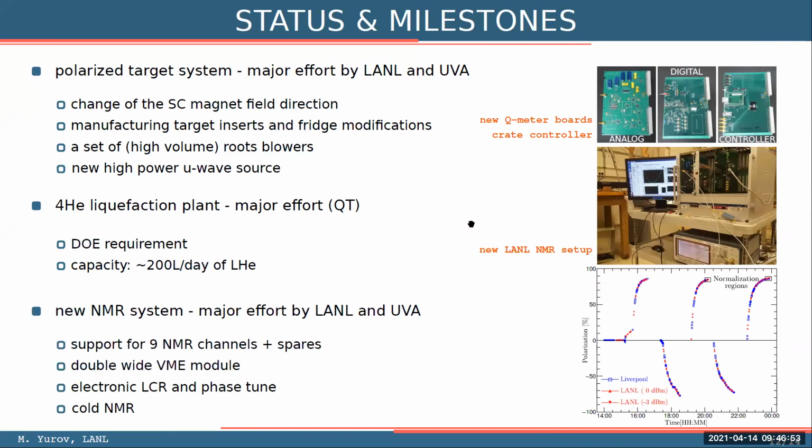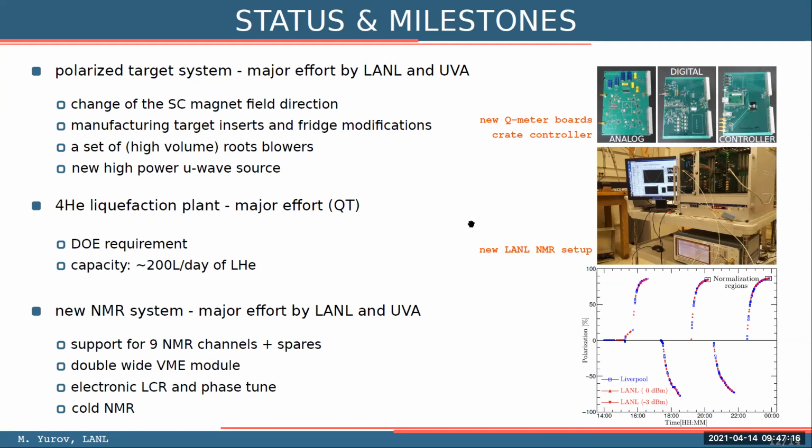Another major effort for this experiment was developing a new NMR system for polarization measurement that replaces the gradually retiring Liverpool Q-meter, normally used for this type of target. The new system has several improvements which would help to reduce polarization-related systematics.